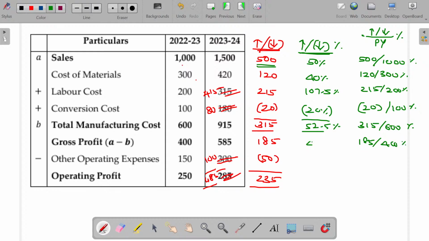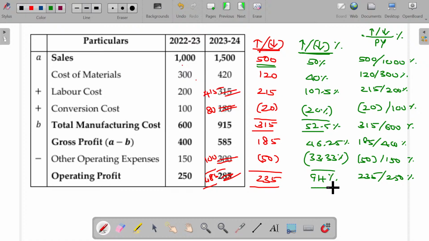So this will be 46.25%. And operating expenses, it's now 50 decreases from 150. So naturally 33.33% decreased compared to the previous year's operating expenses. Finally, operating profit 235 increases from the earlier year's base 250. Then 94% increases there. Hope you will be now able to understand the comparative.